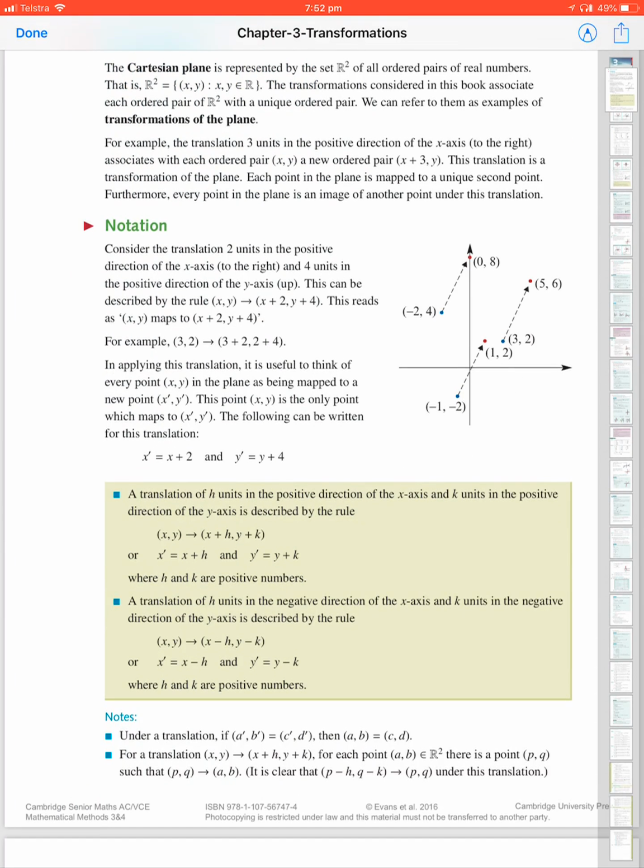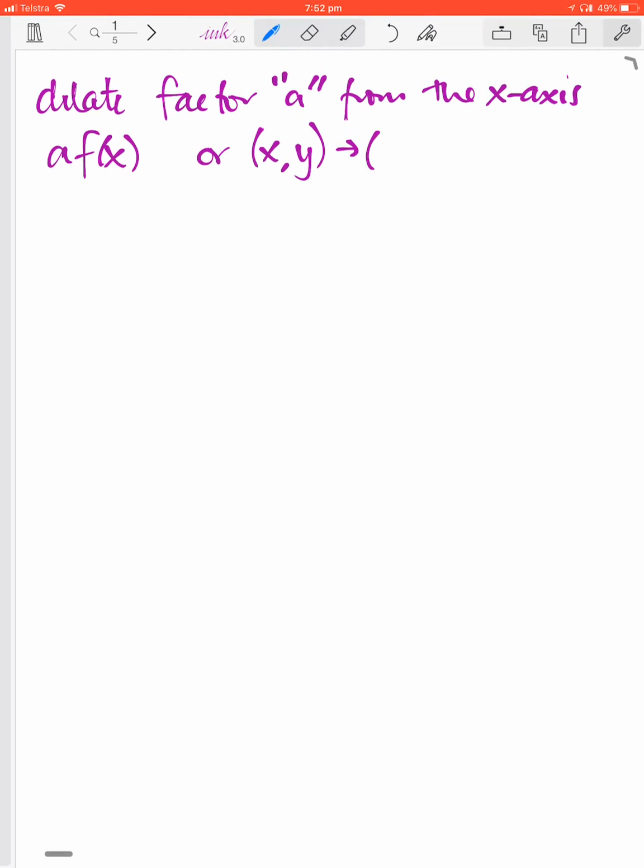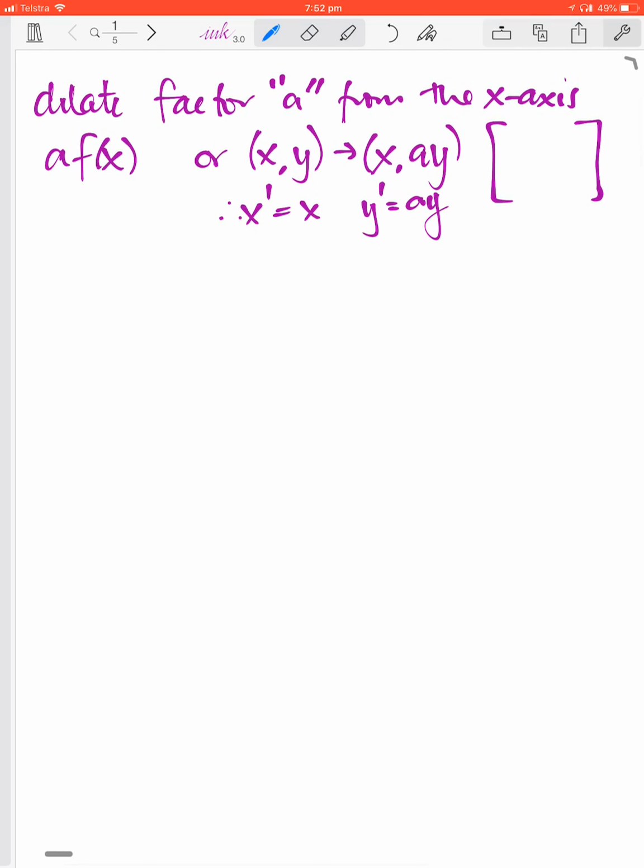Transformations. Okay, so (x, y) becomes (x + h, y + k). Then we say (x, y) becomes (x, ay). So therefore our image x dash is equal to x, and y dash is equal to ay, and then we transpose them. Or we know in function notation, if we want to dilate from the x-axis, it's [1, 0; 0, a]. So they're all dilations of factor a from the x-axis.